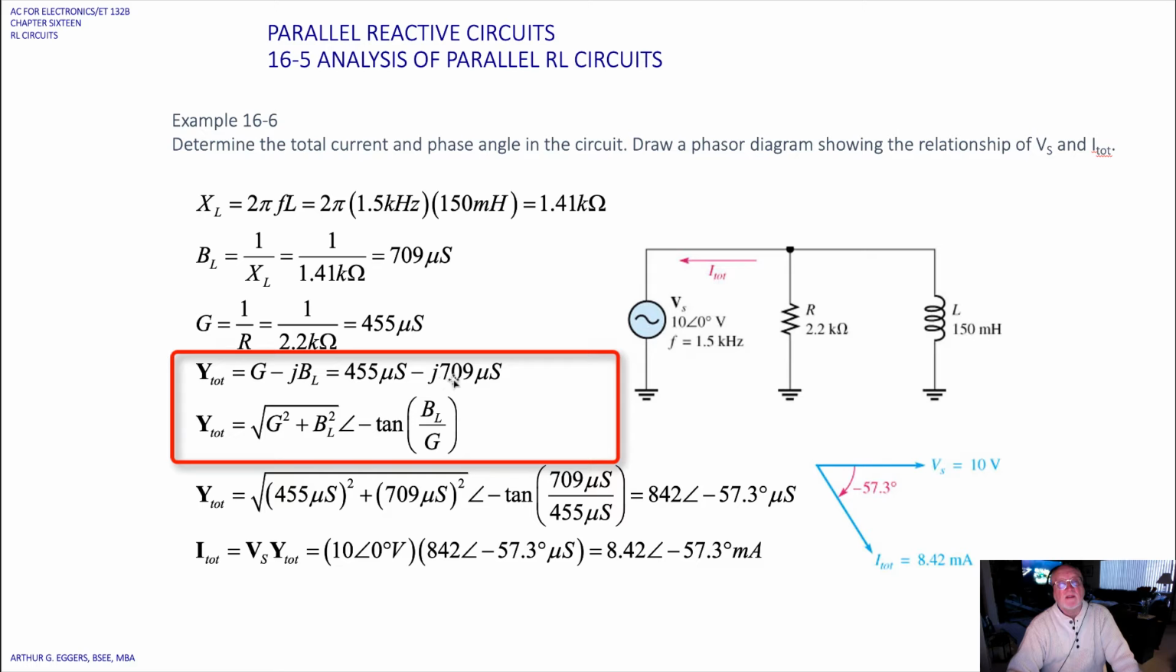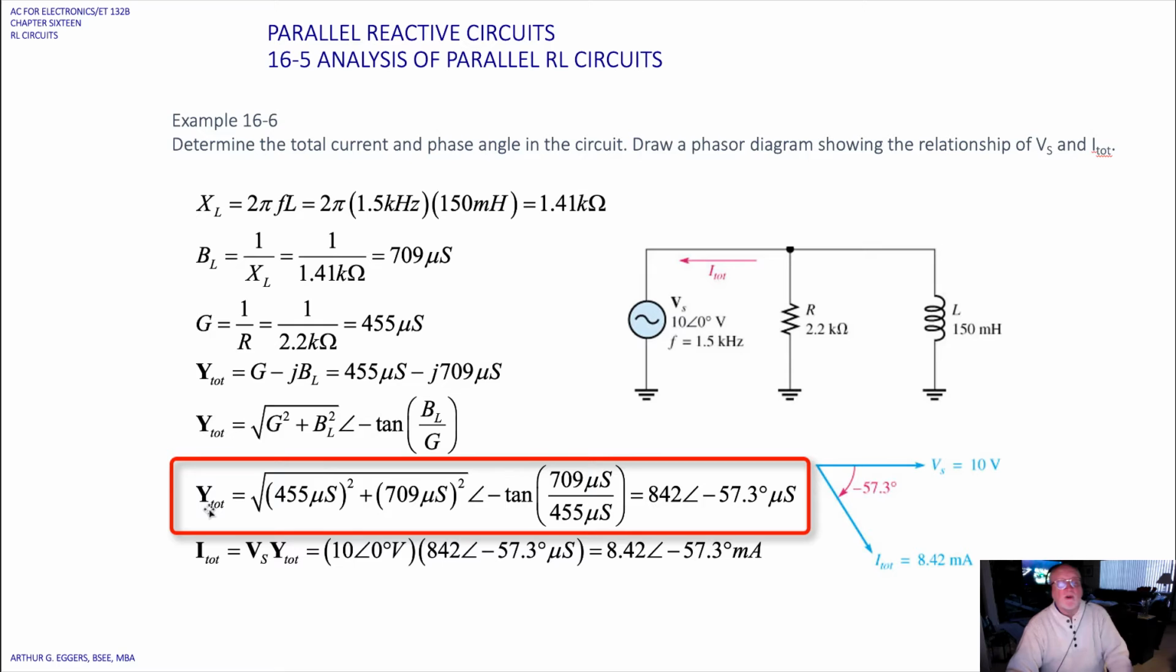So from that we can calculate the total admittance, G minus j B sub L, 455 microsiemens minus j 709 microsiemens. Convert that into polar form using our Pythagorean theorem, inverse tangent values. And right here we appear to be missing a -1. There should be a -1 right there, and I cannot get to it. So I apologize. So the Y total then should be the Pythagorean theorem, inverse tangent. So 709 microsiemens, 455 microsiemens gives us a magnitude of 842 at an angle of minus 57.3 degrees.